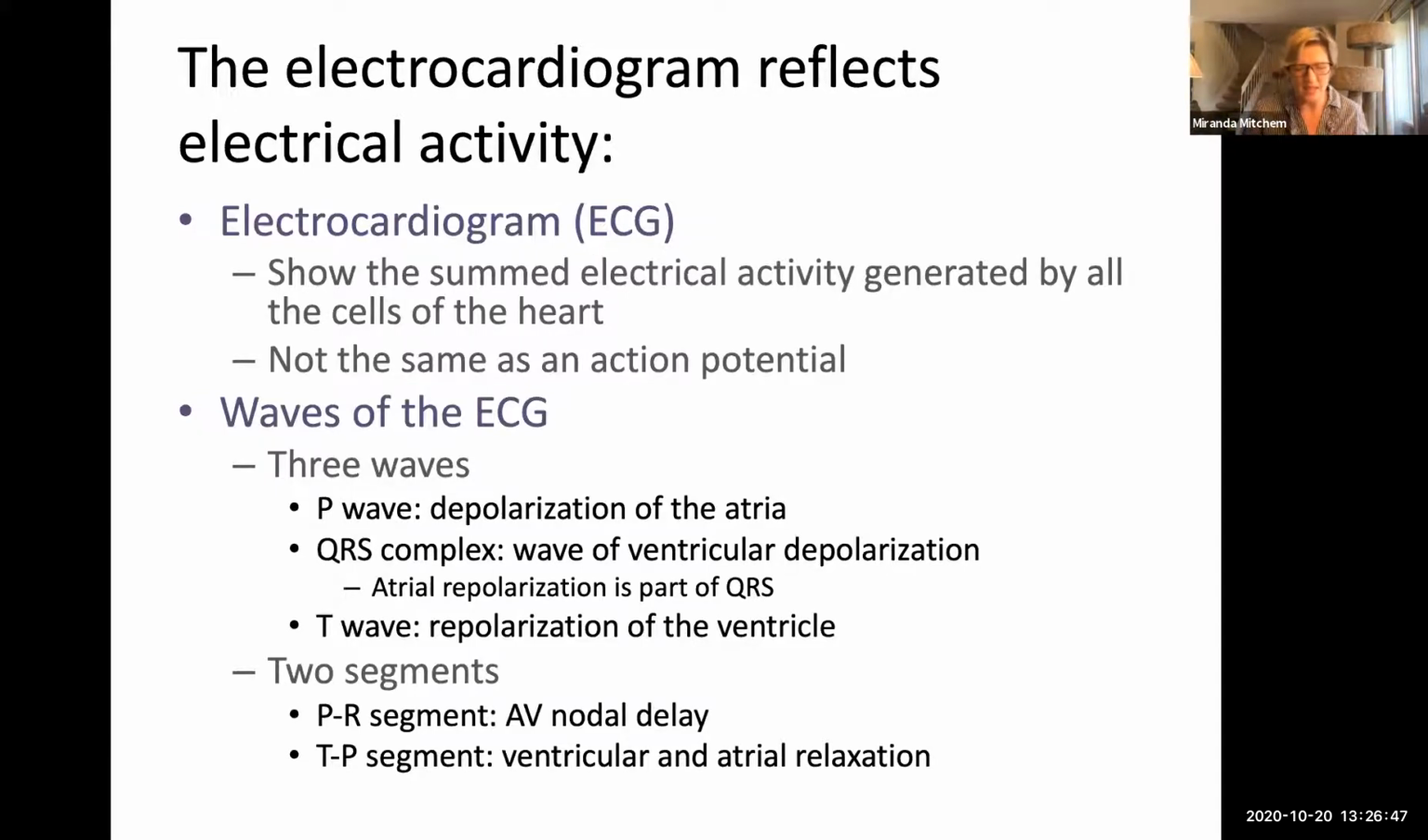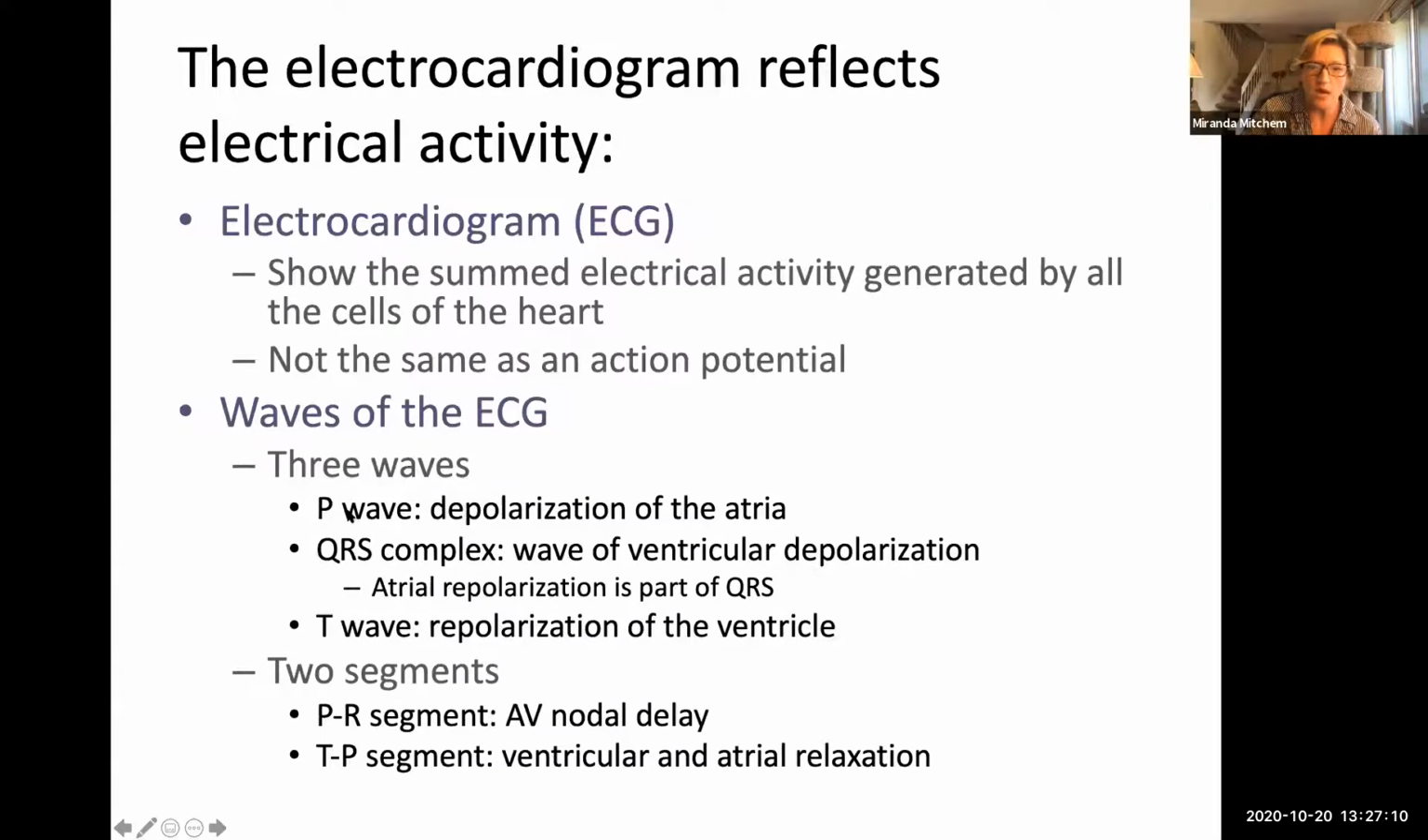But we're looking at the summed activity of all of it. So we have three main waves in an EKG or ECG, and then two segments. The waves are the P, the QRS, and the T. Those are the three main waves, and they're associated with different activities of the heart.